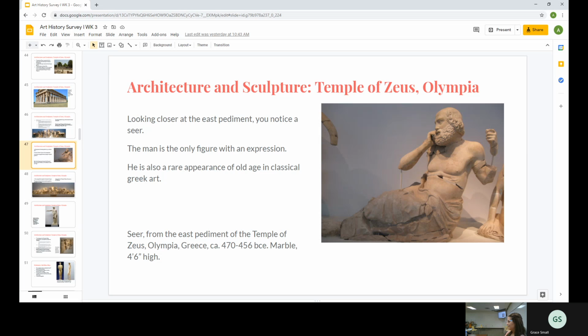Speaking of him being trapped, he is the only figure in that pediment that actually has a facial expression going on. The rest of them have no expression, which is a characteristic of classical art. In Greece, they chose to not show expressions, and we're going to talk about why in a second.